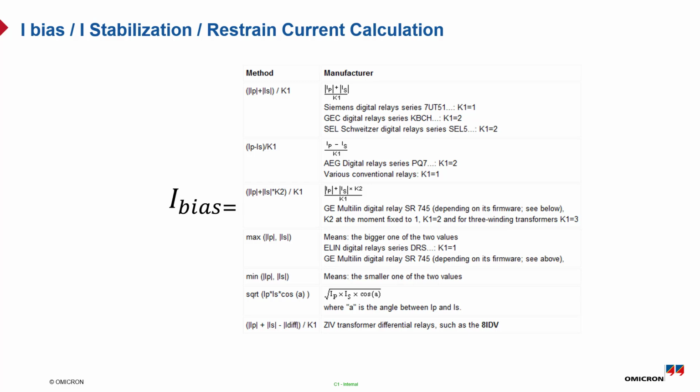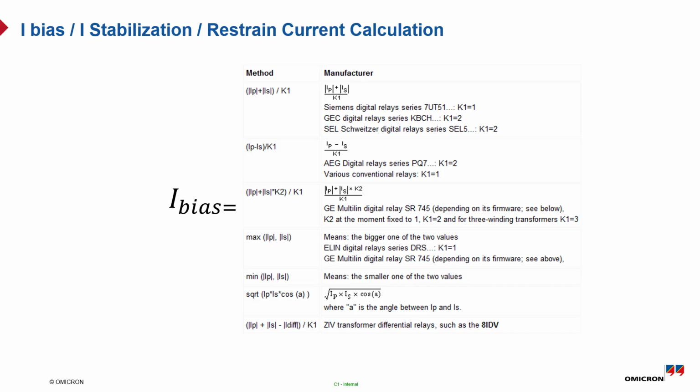Here is the calculation of the Ibias current, which can differ depending on the protection device and the manufacturer in use. So the bias current is often called stabilizing or restraint current, and the operating characteristic for generator differential protection represents the relation between the differential current Idiff and the stabilizing current or biasing current Ibias.